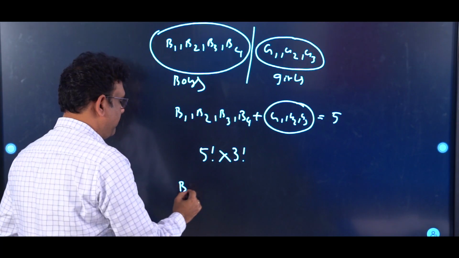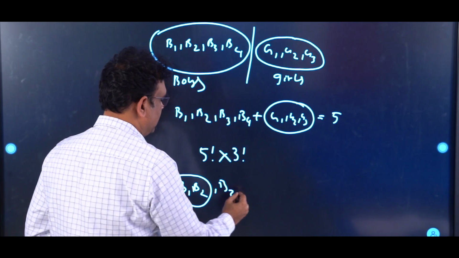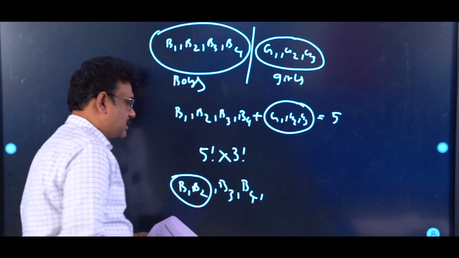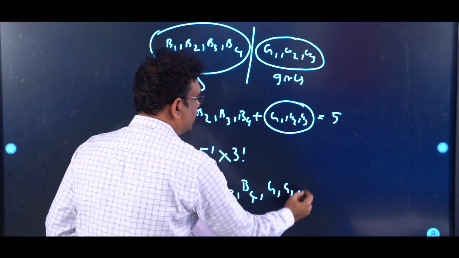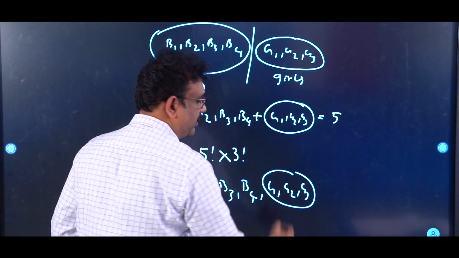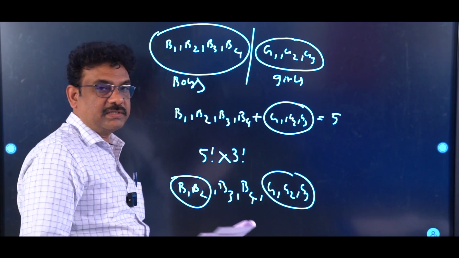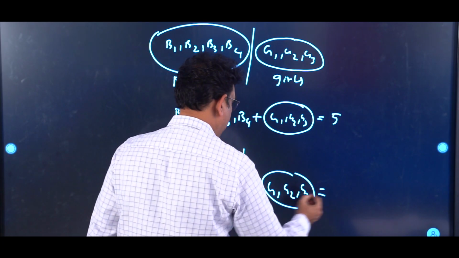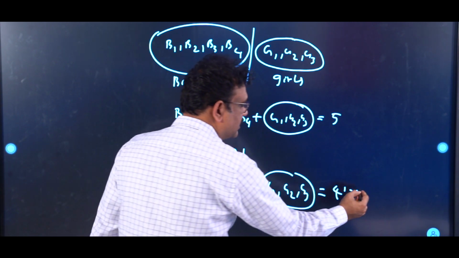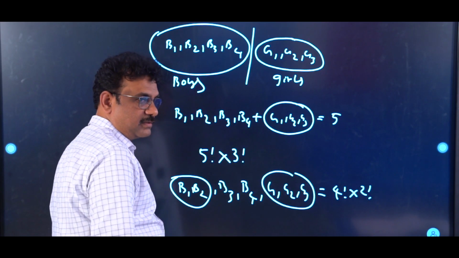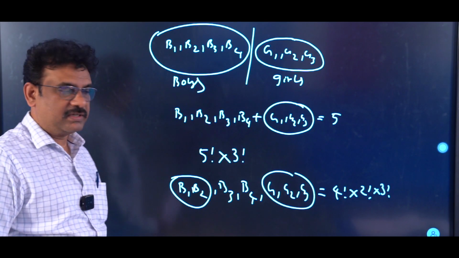So here, treat B1 and B2 as 1 unit. Next B3, B4. Next G1, G2, G3. These are 1 unit. So they can be arranged, 1, 2, 3, 4 objects. So they can be arranged in 4 factorial ways. These 2 boys can be arranged among themselves in 2 factorial ways. Next, these 3 girls can be arranged among themselves in 3 factorial ways.